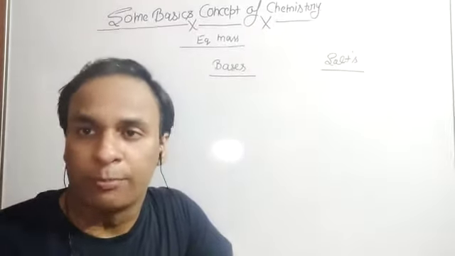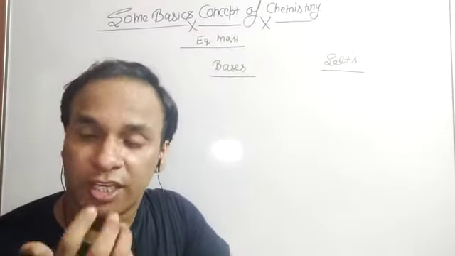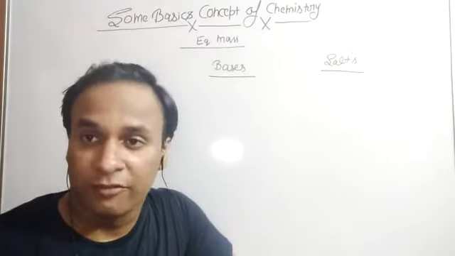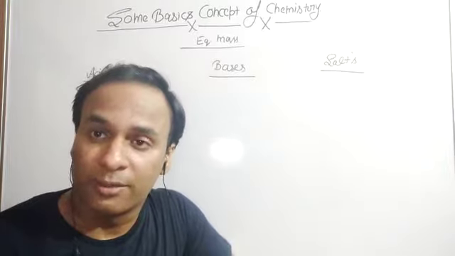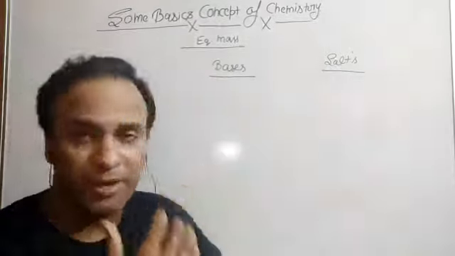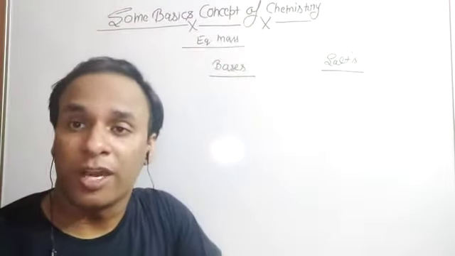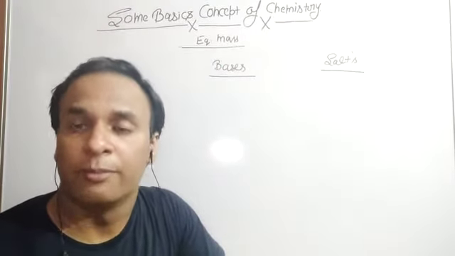Now, the most important question is how will you calculate the equivalent mass? Because in molarity, everybody knows how to calculate the molecular mass. When we talk about normality, equivalent mass is required. Then how will you calculate the equivalent mass? This is a very important topic.